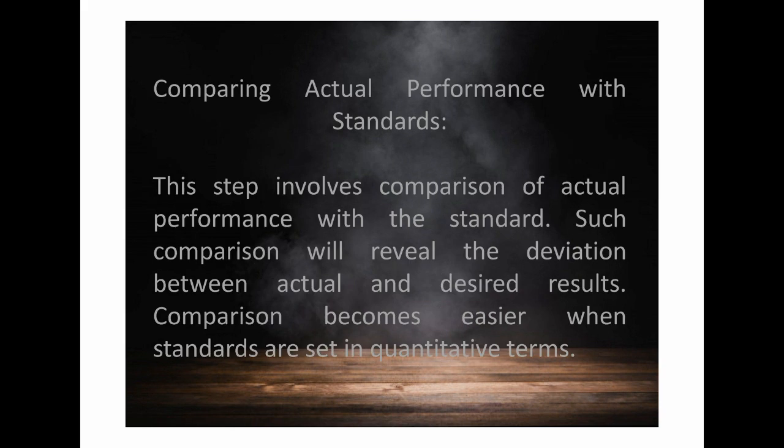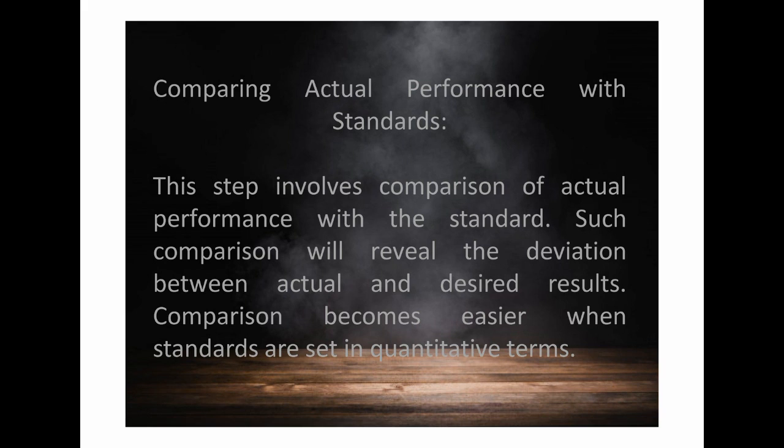So the third one is comparing actual performance with standards. This step involves comparison of actual with the standard. Such comparison will reveal the deviation between the actual and the desired result. The desired result is nothing but the standard which is fixed.